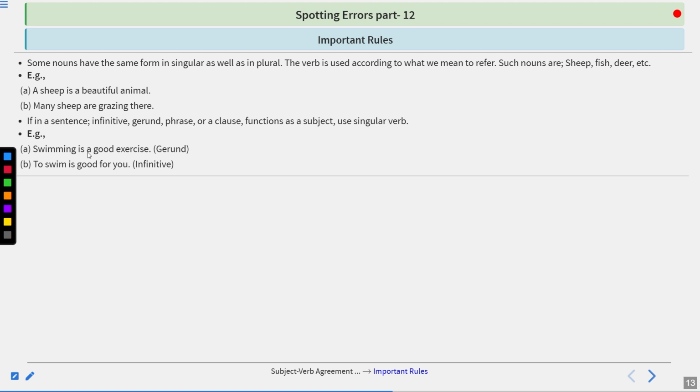To swim is good for you. Here the verb is "is" and the subject of "is" is "to swim", which is an infinitive.